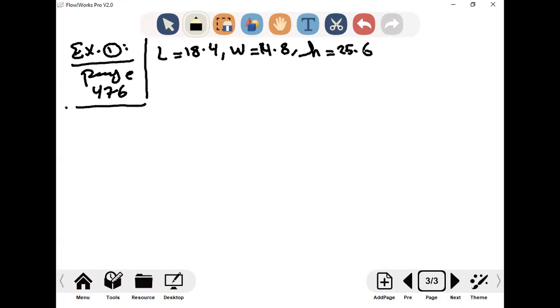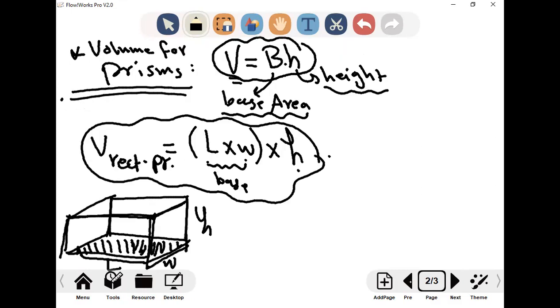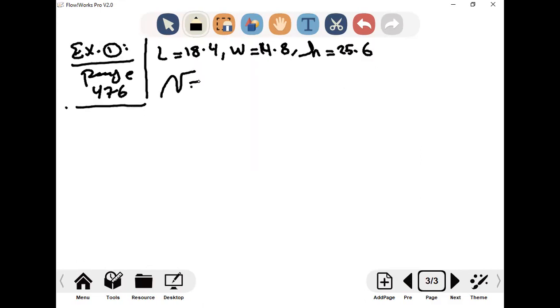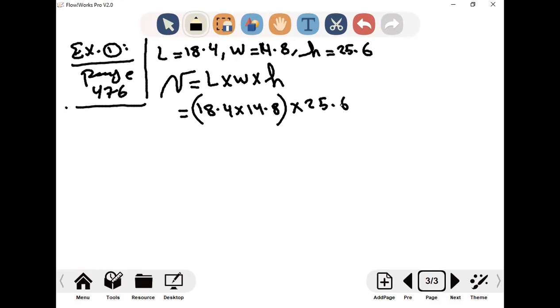This is a rectangular prism, right? How do we find the volume of the rectangular prism? Follow its formula. Length multiply width multiply height equals 18.4 multiply 14.8. This is the area of the base, big B. Multiply by the height, 25.6. Calculate.